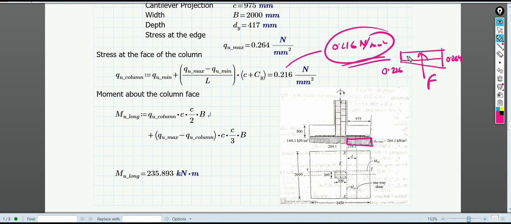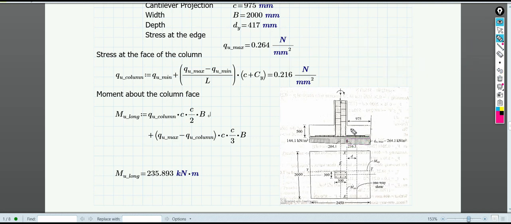Suppose I draw this particular portion of the trapezoid, the force distribution, here. Okay, so this value is 0.216 and this value is 0.264. Now this particular trapezoid can be divided into a rectangular part as well as a triangular part. So first let us consider this rectangular part. I want to find out a moment about this side, right? And this distance is nothing but small c, which is around 975 mm. Okay, so let us first consider the rectangular part.